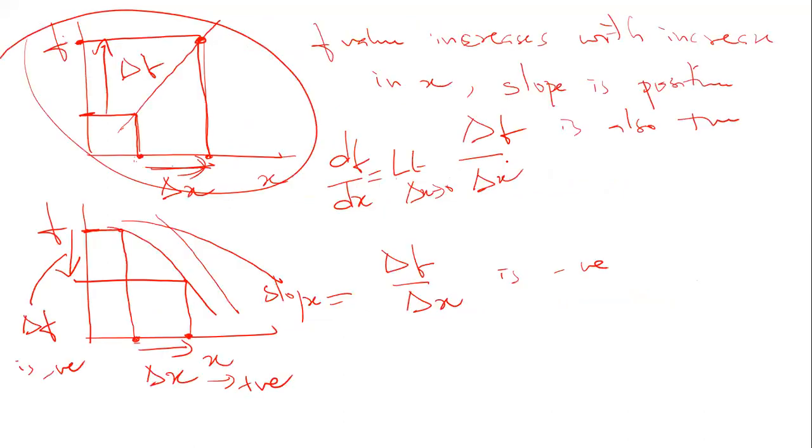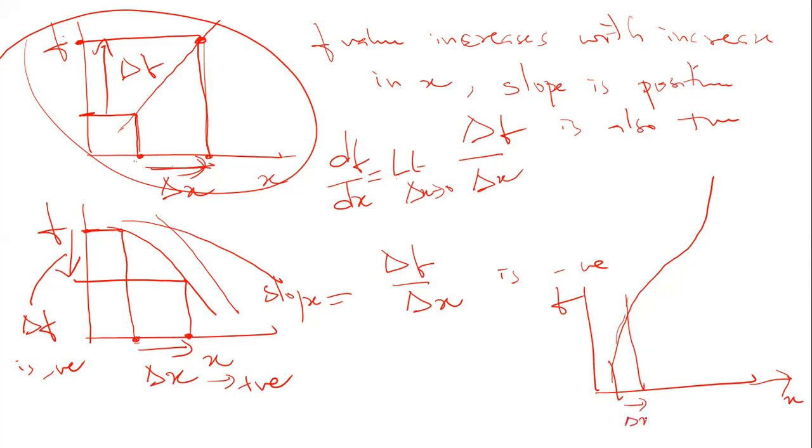Let me go back to what I was discussing here. Suppose I have a function like this, and this is your x-axis. Here in this region, you will find that the slope is very steep. That is, with a small change in x, there is a correspondingly large change in f.